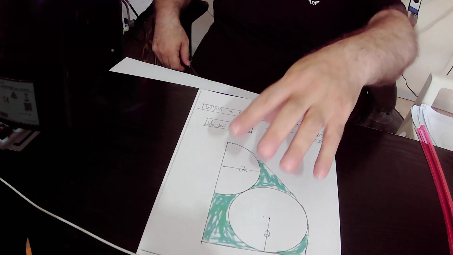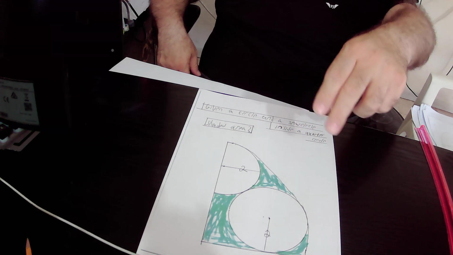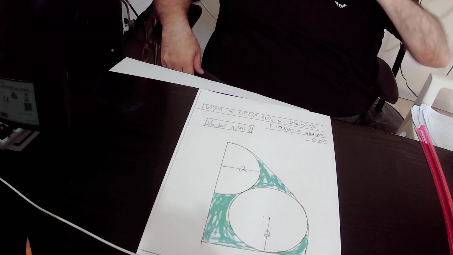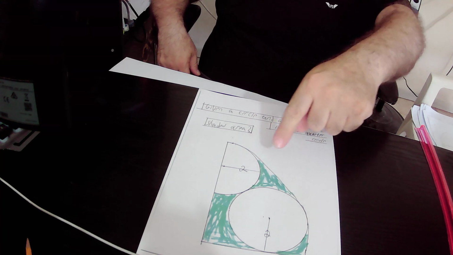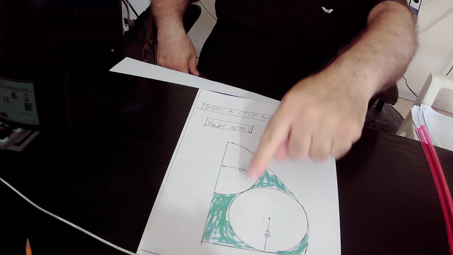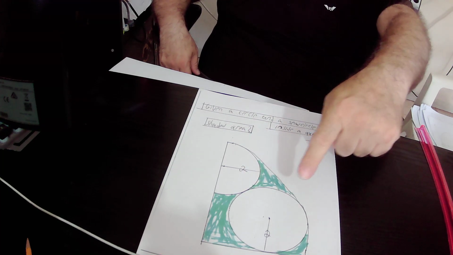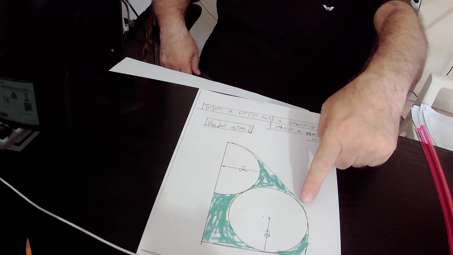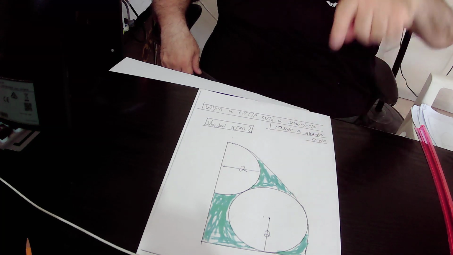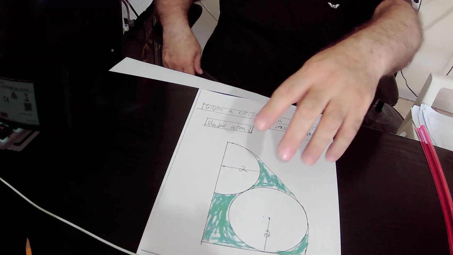In the drawing, we have a quarter circle. Inside the quarter circle, we have a circle and a semicircle. The circle and the semicircle are tangent to each other at this point. This is their touching point. We also know that the circle and the quarter circle are tangent to each other at this point. This is their touching point. And our mission is to find the value of the shaded area.